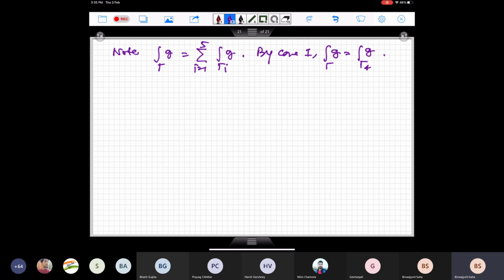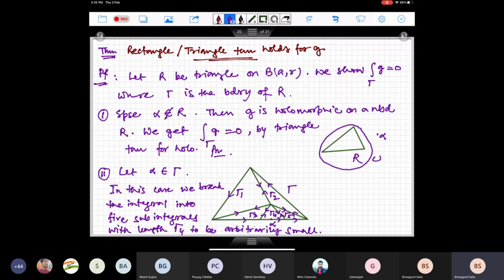Yes, sir. So here, except the integral over gamma 4, all other integrals are going to vanish, because you see my alpha is strictly staying away from my triangle. So by case 1, the whole integral is only going to be the integral over gamma 4.